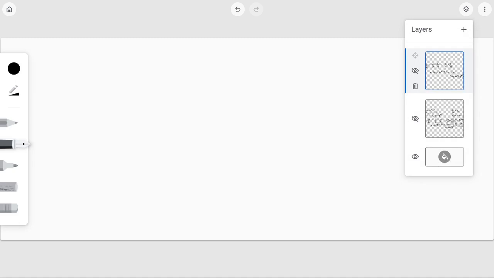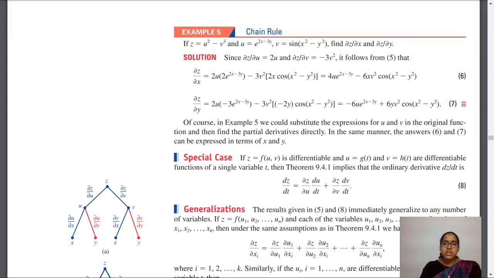So now just keep the notations in mind clearly. That is, ∂z/∂x will be ∂z/∂u into ∂u/∂x plus ∂z/∂v into ∂v/∂x.